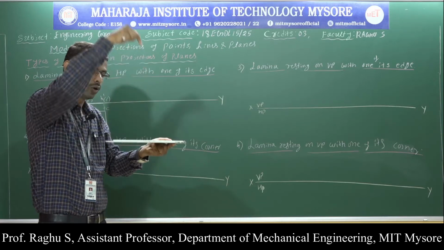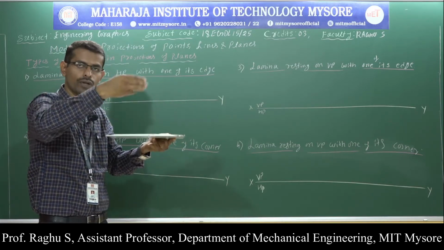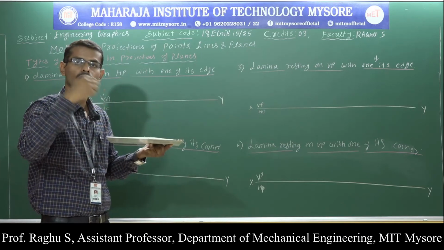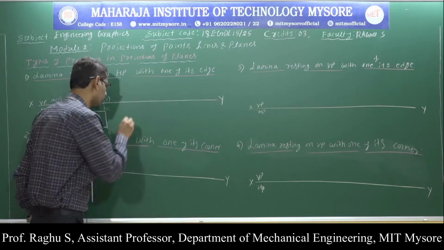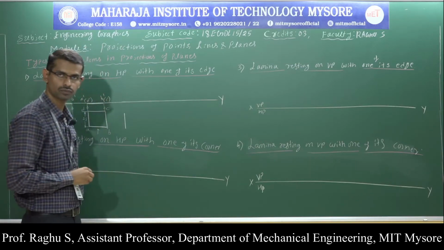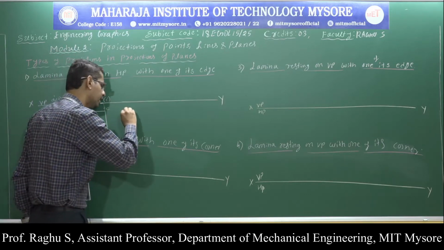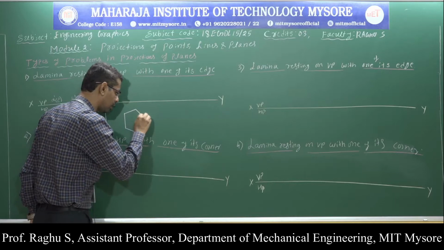Now, when you look from the top, we can see the pentagonal shape. When you look from the front, the pentagonal lamina appears as a straight line. So draw a resting side towards your left side. Now complete the pentagonal lamina.